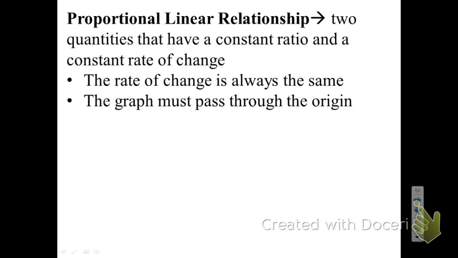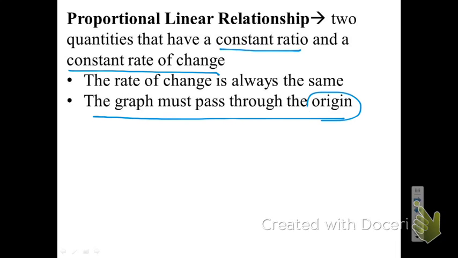Okay, proportional. A proportional linear relationship is when two quantities have a constant ratio and a constant rate of change, and we'll talk about those at different times. It also has the rate of change is always the same, which is what that second part says. And then this is important. If we look at a graph, it has to pass through the origin. When we have a coordinate plane where the two axes meet right here, it's called the origin.